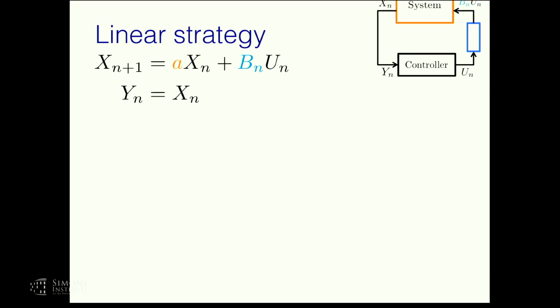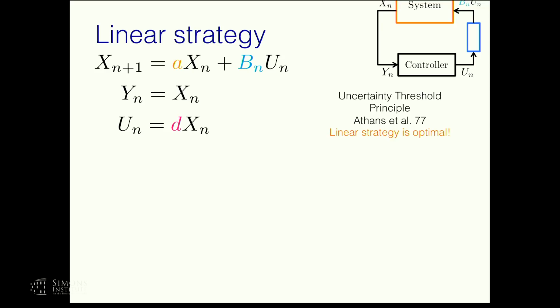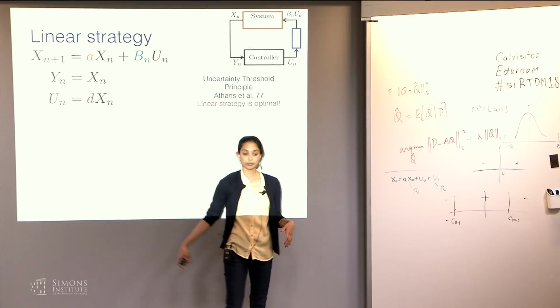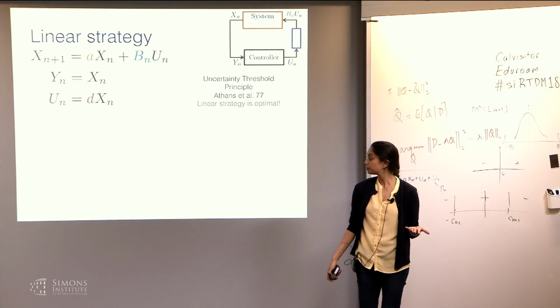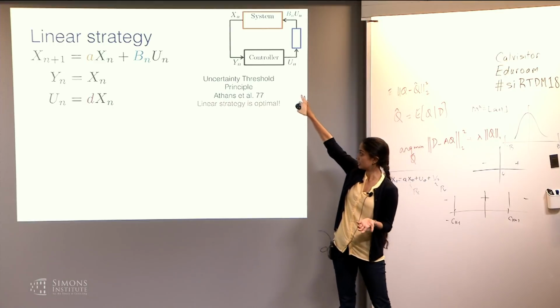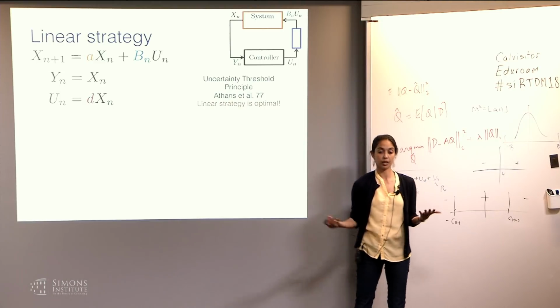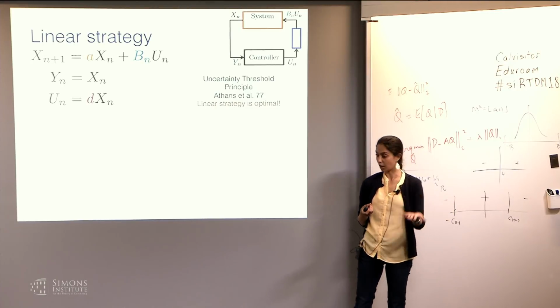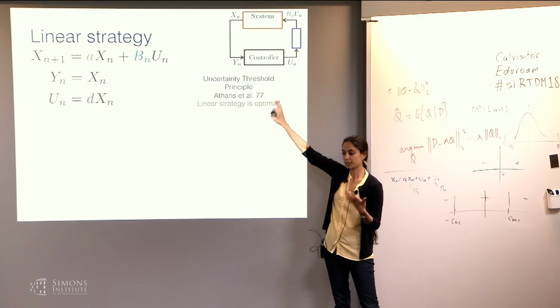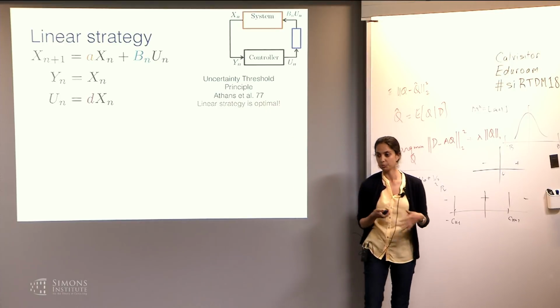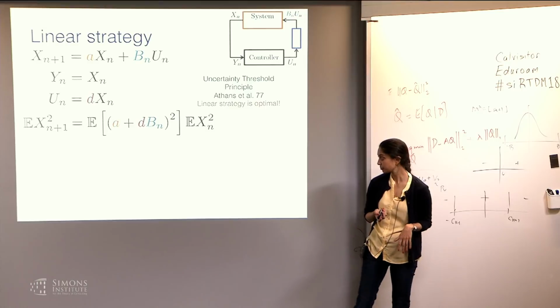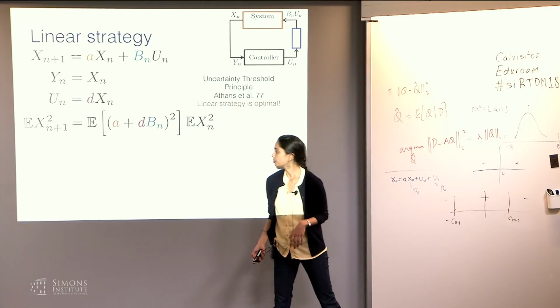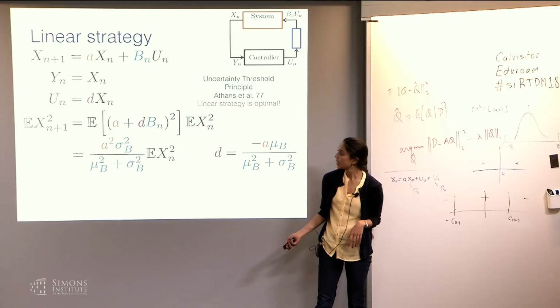So let's start playing with this system just a little bit. The natural thing to try is to see what happens with the simple linear strategy. So let's just take u to be some scalar d times x_n, and see what happens. So it turns out that this was exactly what is explored by the uncertainty threshold principle. In their work, they focus on b_n being drawn from a Gaussian distribution. But the same strategy, exactly what they do, applies even more generally, even when b_n is not Gaussian.